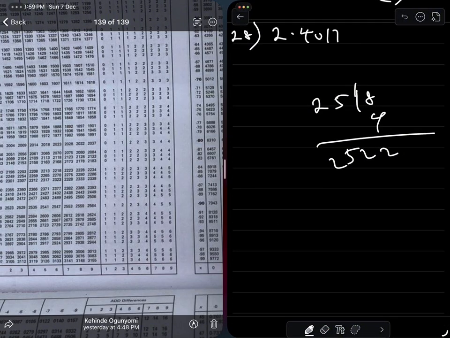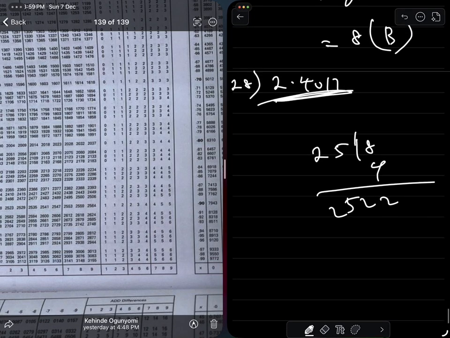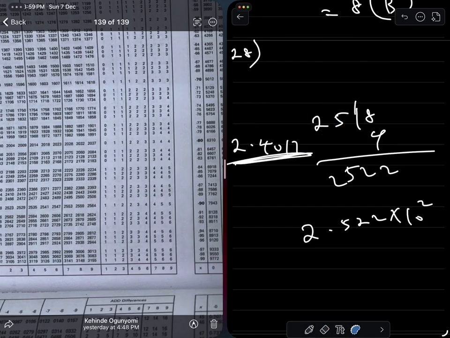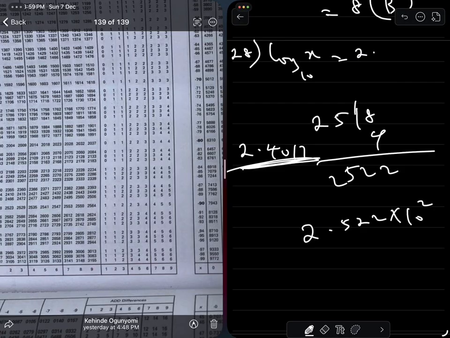2.4017. So the antilog of that will be what? 25. No, we write 2.522 times 10 to the power of what? 2. Exactly. If you want to find the antilog of this number, that means the logarithm of a number to base 10 is what? 2.4017. Exactly. The antilog of this number is a number whose logarithm is this number. Do you understand? So log x equals this, that means x itself is going to be the antilog of 2.4017.